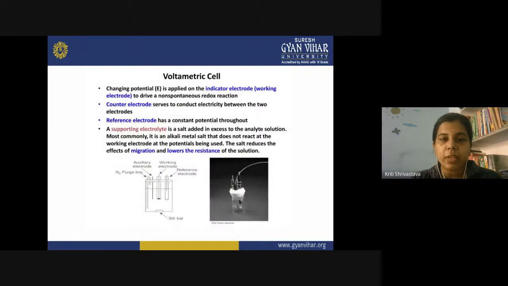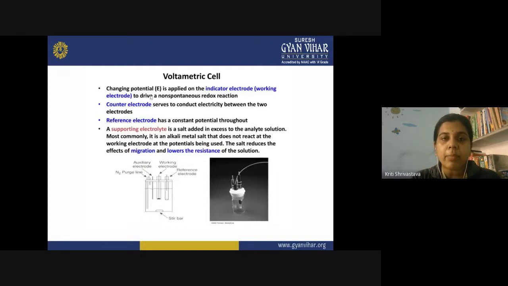So first of all, let us see a typical voltammetric cell. In voltammetry, we apply a changing potential on the indicator electrode. The indicator electrode, we also call it a working electrode. And when you apply potential to the working electrode, it performs a non-spontaneous redox reaction. A redox reaction is the oxidation and reduction reaction that takes place in the electrochemical cell.